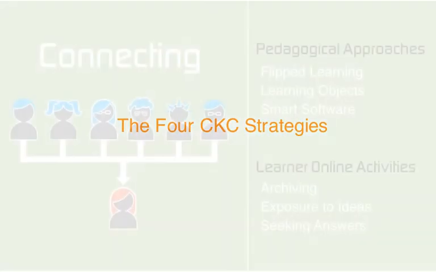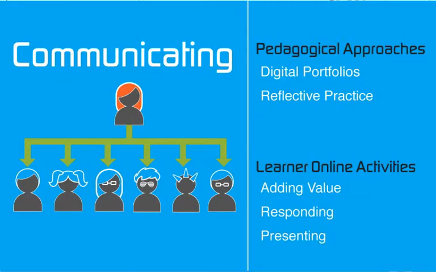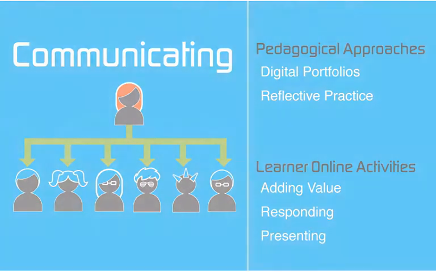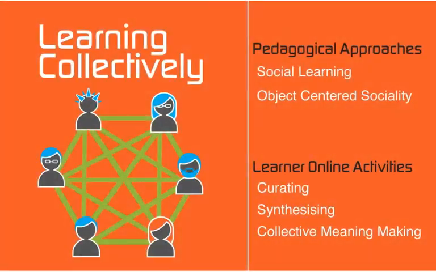The CKC model explores 4 strategies that influence how we learn and behave online: connecting, communicating, collaborating, and learning collectively.